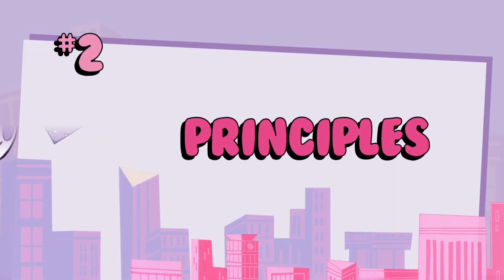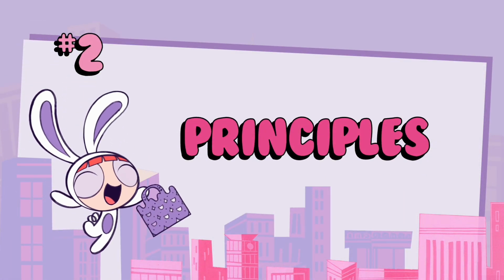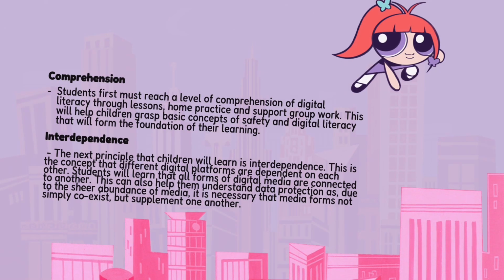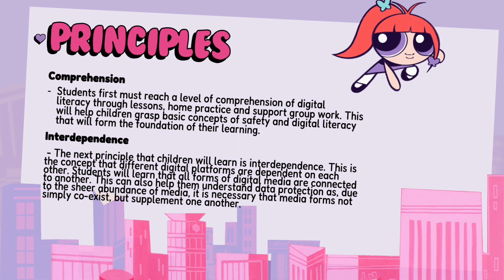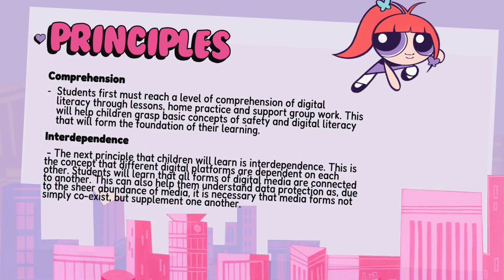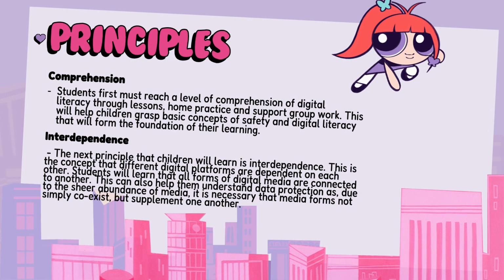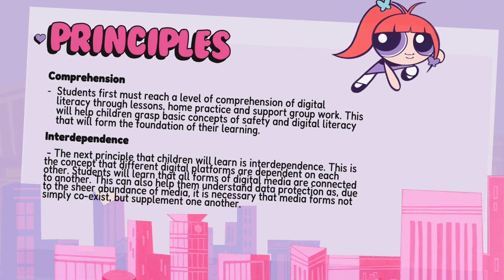Second part is when we talk about principles. There are 4 principles that we conclude and summarize in this slide. The first one is comprehension. Comprehension is about students, or any individual, reaching a level of comprehension of digital literacy through lessons, home practice and support group work. If you look here in our CFS, almost 40% of the students don't know how to use a computer correctly and properly. This will help children grasp basic concepts of safety and digital literacy that will form the foundation of their learning.